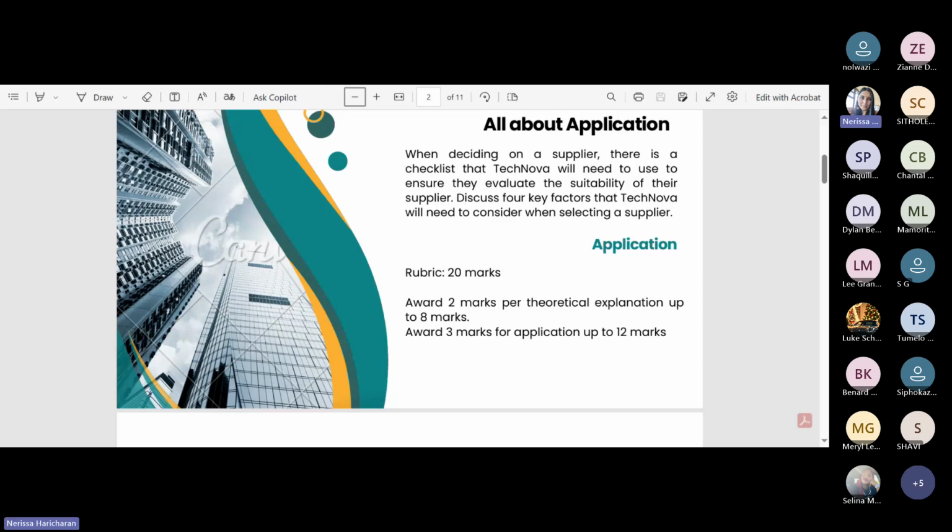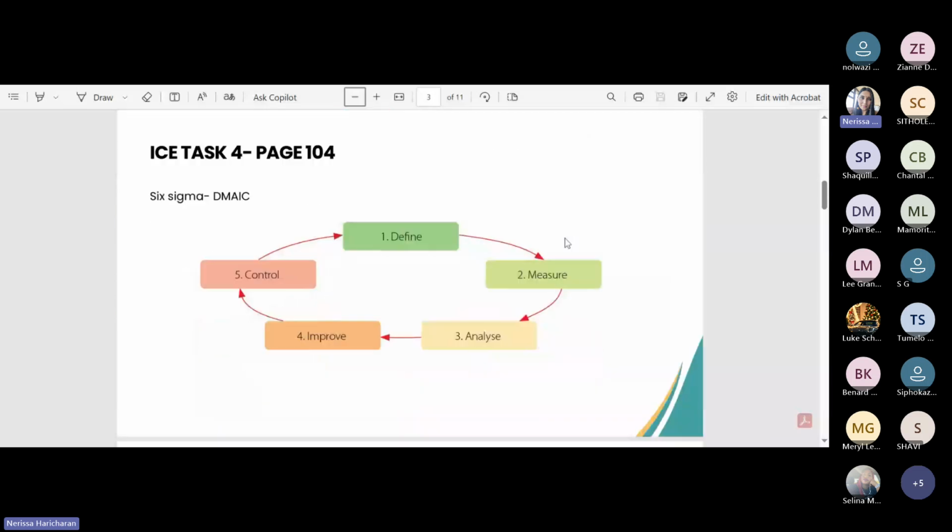Okay, I see no questions so far. Okay, so that's the first one. Then there was a question on the ICE task 4 and the use of DMAC. This is on page 104.